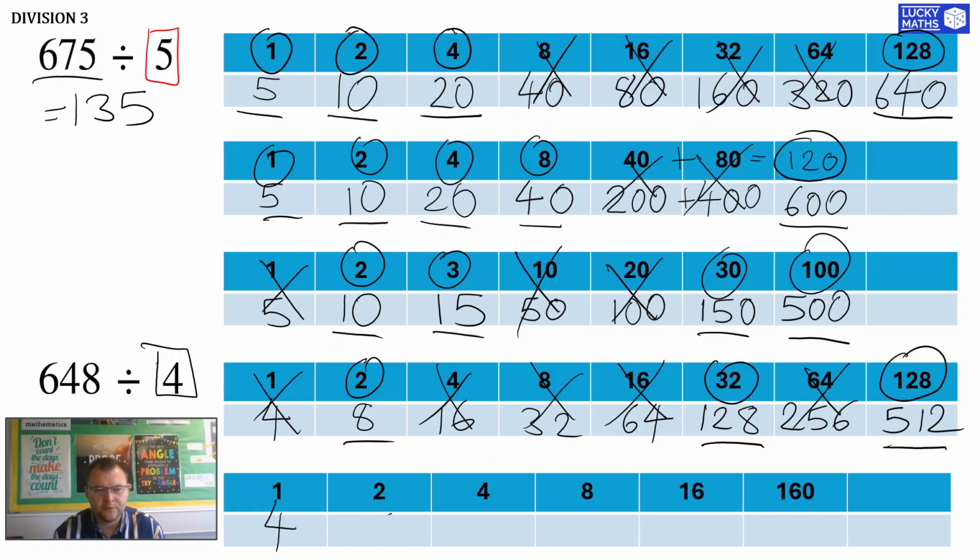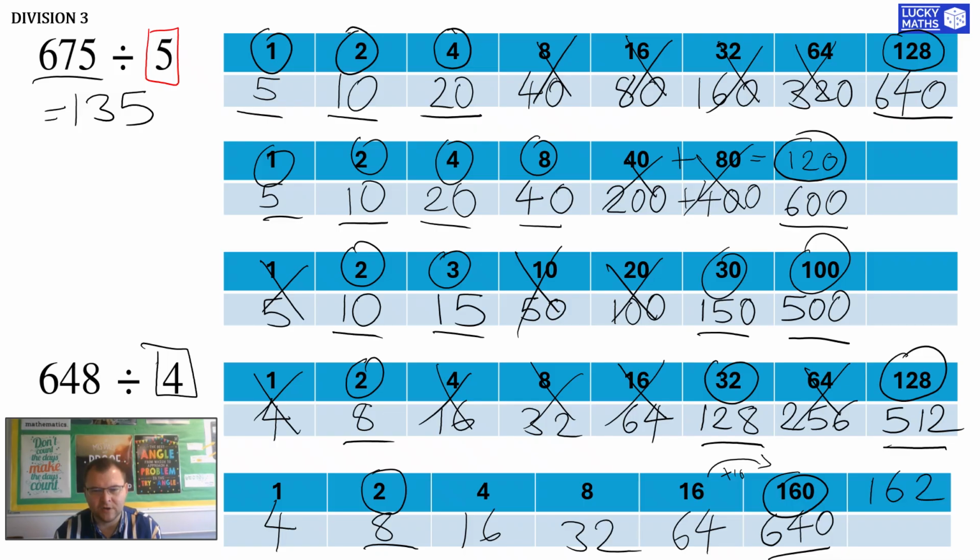1 4 is 4, 2 4s are 8, 4 4s are 16, 8 4s are 32, 16 4s are 64. But if I then increase that by 10, because I've realized, hang on, 64 times 10 gives you 640. Very close to 648. So this example is the one where it's a lot easier to see the answer is 162 lots without doing too much work, because again, these are not needed. 160 plus the 2 lots is equal to 648.